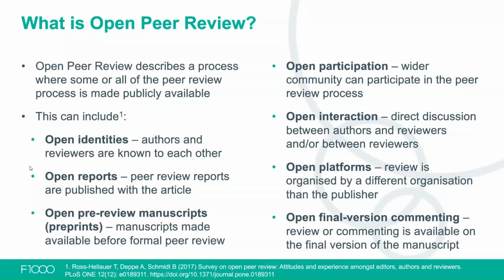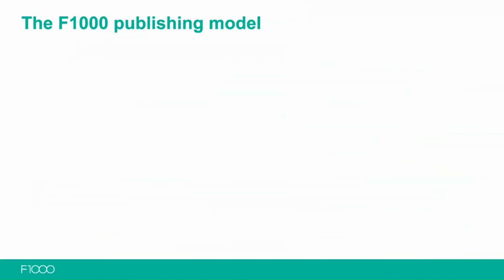But what is open peer review? Well, it's a catch-all term used to describe a peer review model where some or all of the peer review process is shared publicly. This can include things like reviewers' identities being made known to authors and to the public, sharing the peer review reports alongside the published article, and making manuscripts available before the formal peer review process has been completed. All F1000 platforms operate on an open peer review model.